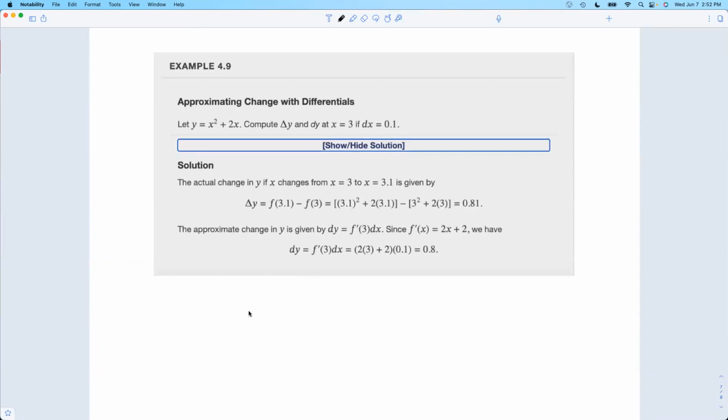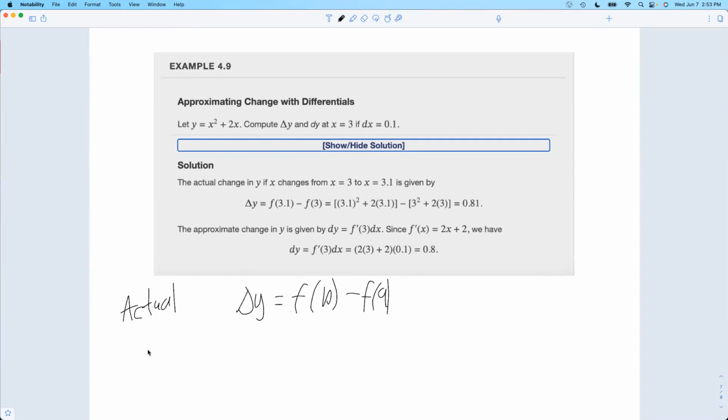So delta y is the actual change in y values. This is f of b minus f of a. These are real y values. That's the actual change in y. Plug in a number, plug in another number, subtract them.